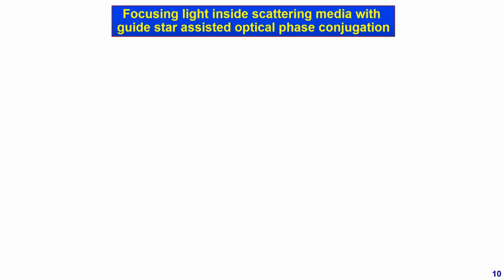The method we have been working on for focusing light inside scattering media is called guide star assisted optical phase conjugation. This method is much faster than feedback-based wavefront shaping because we can determine the optimum wavefront globally in a full-field manner without doing any iteration.